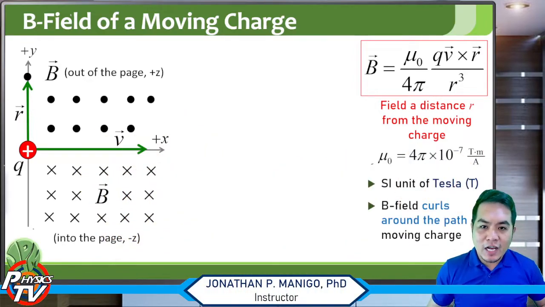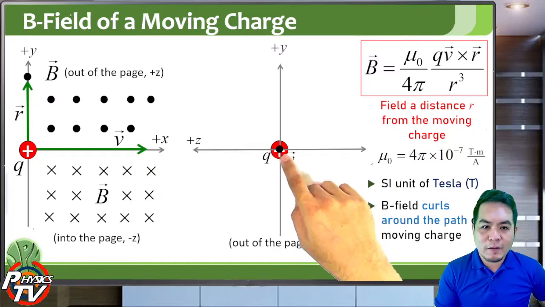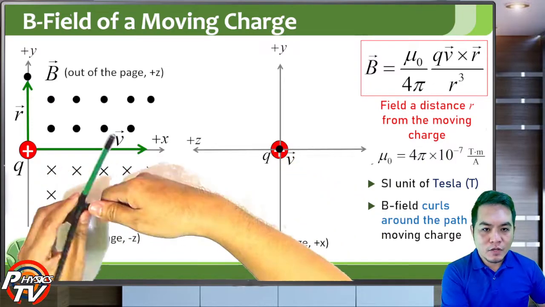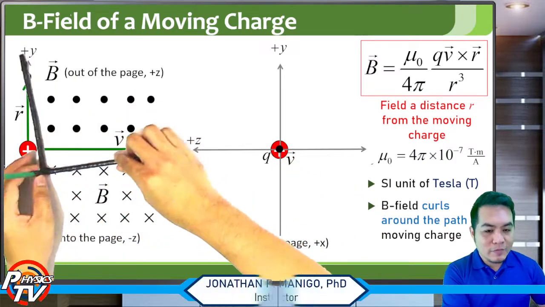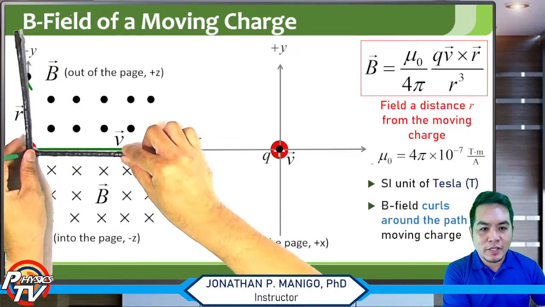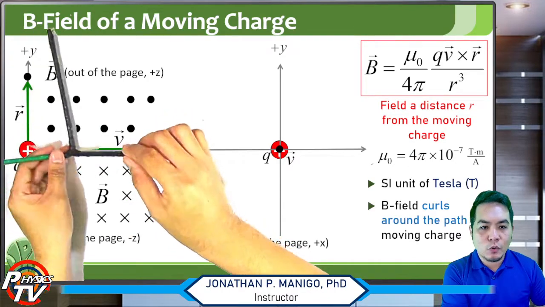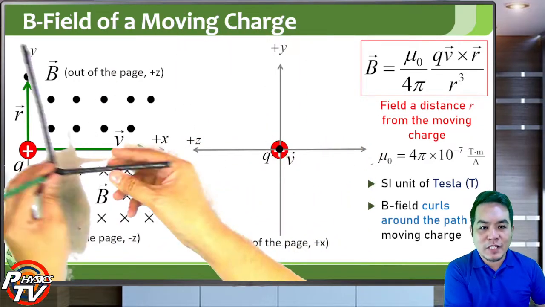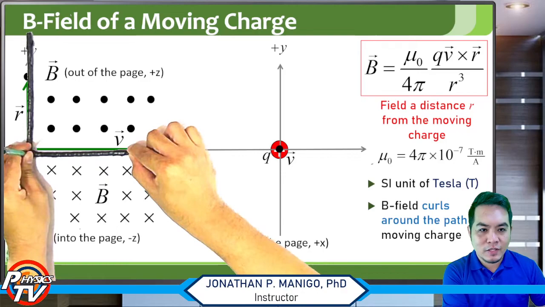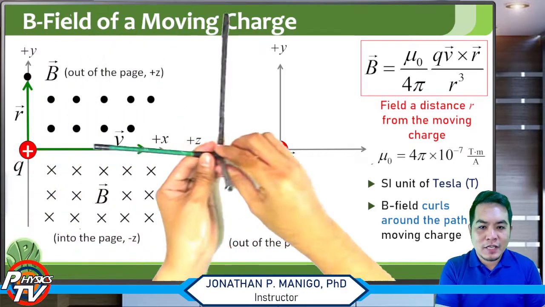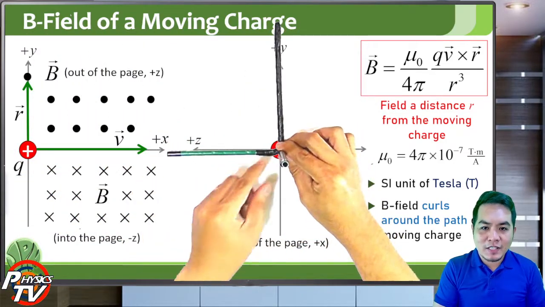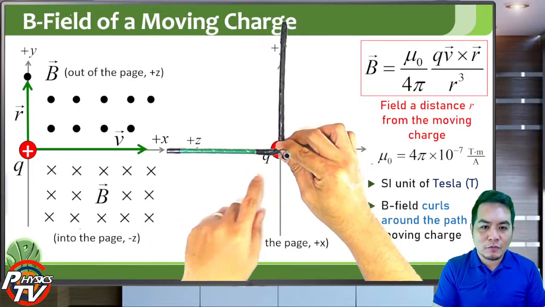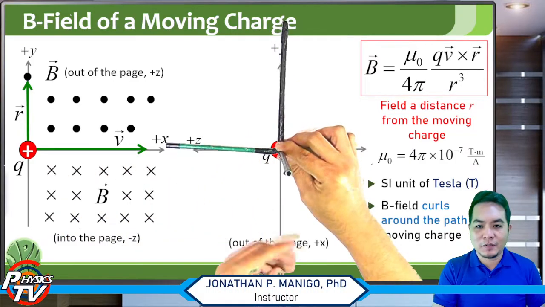So if we take another view of this, for example, I rotate my axis. I rotate it in such a way that the x-axis is now going towards you, and the z-axis is now this one. I'm rotating it like that, such that the positive x-axis is now going towards you out of the page, and the positive z-axis is that one.